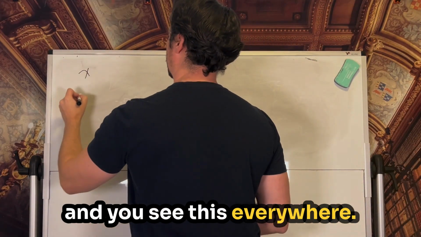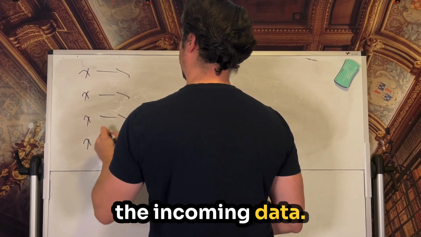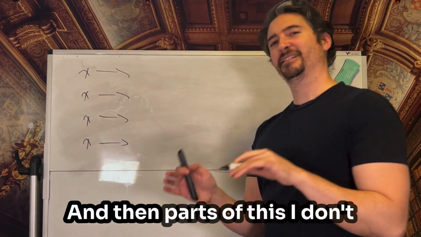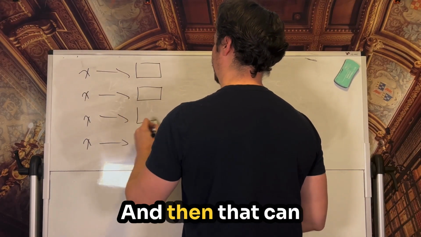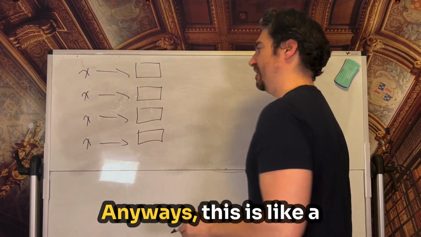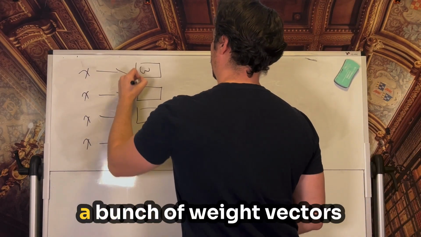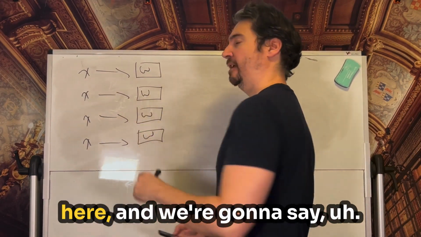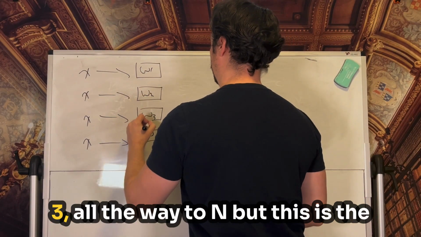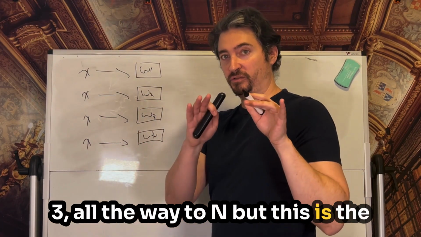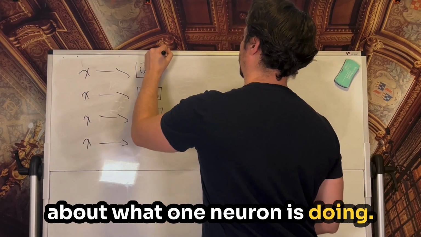You see this everywhere. So I'm going to have a bunch of X's here, and this is the incoming data. Parts of this I don't really like as a diagram, actually, because it's too close to what a neural network looks like, and then it can be confusing. Anyways, this is a pictorial representation of what the math is doing. So then we're going to have a bunch of weight vectors here, subscripted 1, 2, 3, all the way to n, but this is the same j, so this is the same neuron. Because again, we're talking about what one neuron is doing.